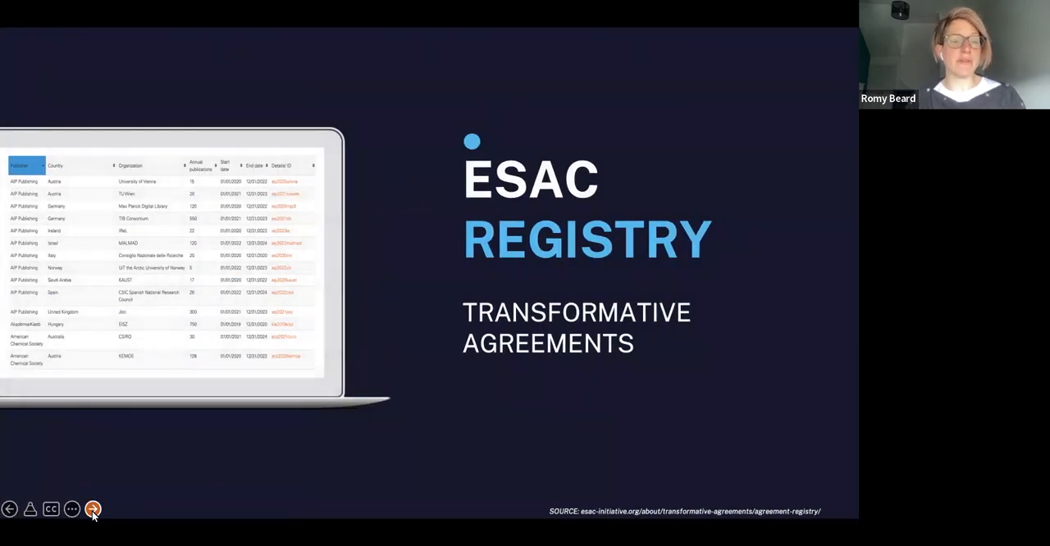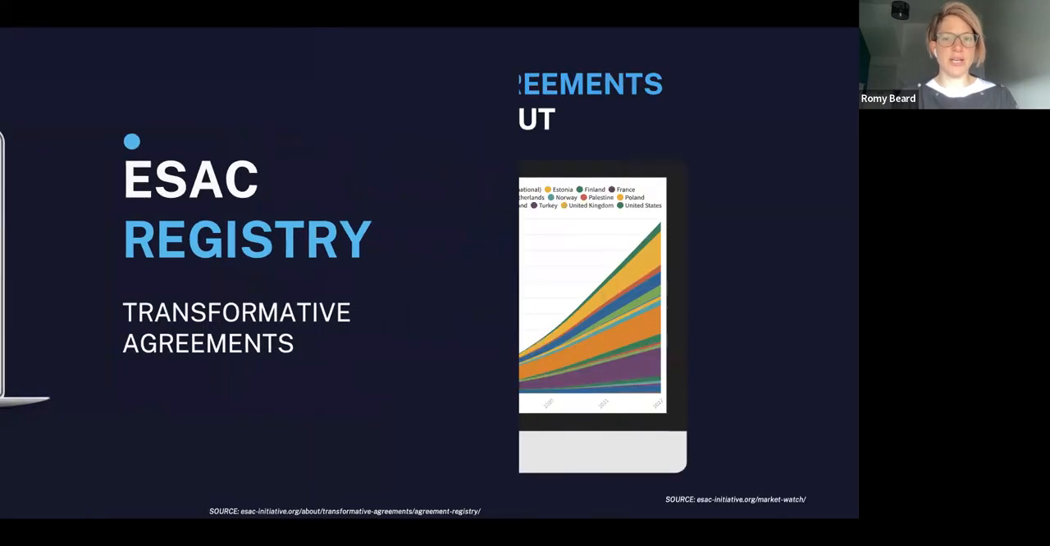A good resource to start with, if you want to get an idea of how many agreements are out there, is the ESAC Registry of Transformative Agreements, and they list a good chunk of agreements by publisher and also by country, so you can have a look there, and it gives you a general overview of what the agreement covers. These are generally registered by institutions, not by publishers, so perhaps it doesn't cover everything, but it's a really good starting point if you want to know if your country or certain publisher has an agreement in place. You could have a look there for general information.